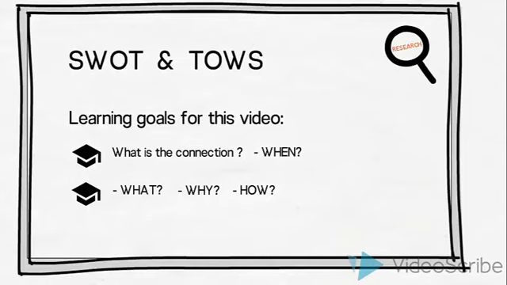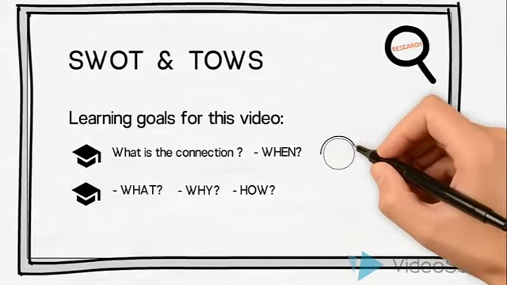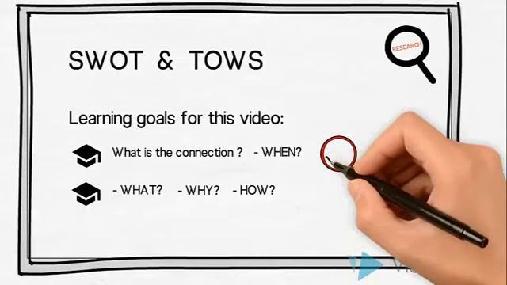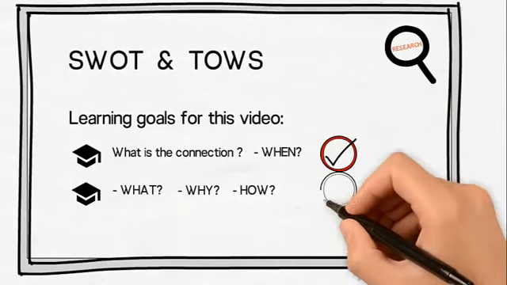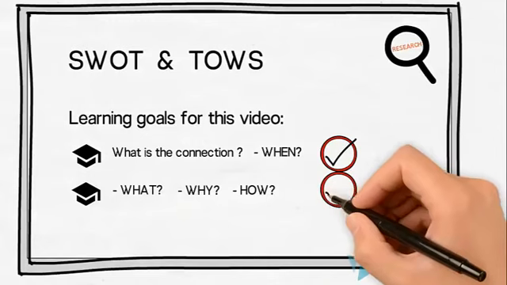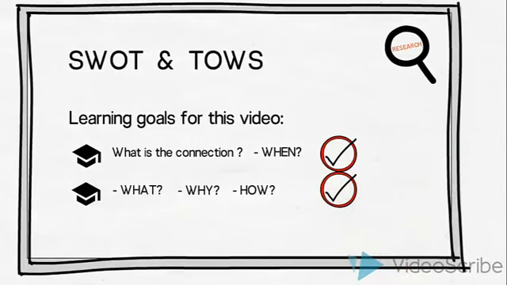We have now established a connection by showing when the SWOT and TOWS are used in a research, analysis and strategic planning process. And by using an example, we have illustrated what a SWOT and a TOWS is, why they are useful tools, and ultimately, we have shown how we can go about conducting a useful SWOT and TOWS.